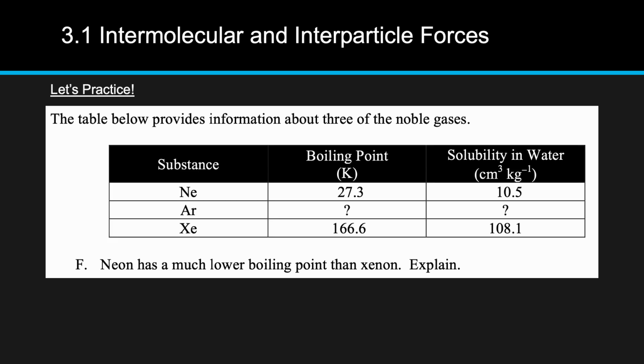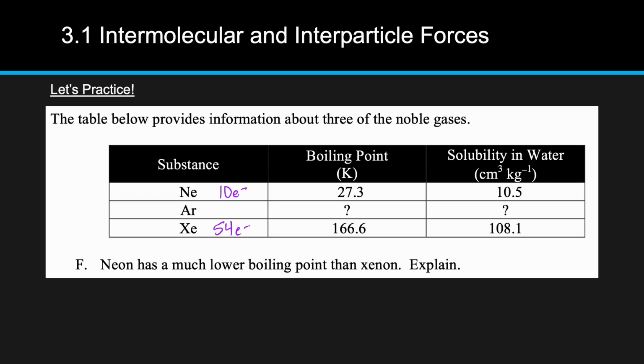Now, when we are talking about London dispersion forces, remember what increases those forces is our number of electrons or the mass of the substance. So looking at neon, neon has 10 electrons while xenon has 54 electrons. Now, obviously this means that xenon has a much bigger electron cloud, which is more polarizable. And when something is more polarizable, it means that it has stronger London dispersion forces.